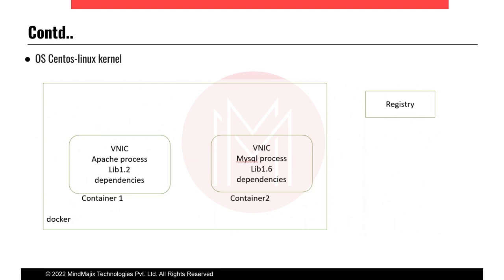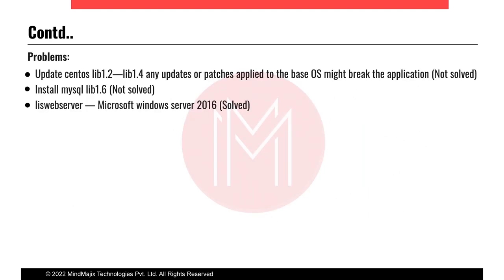Now let us discuss what are the problems that we have faced before and how we are solving them here. Now if we update the CentOS, library 1.2 gets upgraded to library 1.6 or 1.8, whatever it might be, it doesn't matter, because containers are completely isolated from each other as well as from the base OS. So there is isolation between each container, and there is also isolation from your base OS. So the problem here is solved.